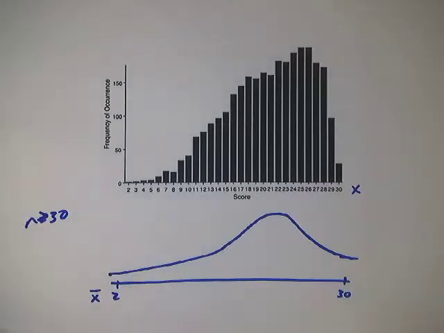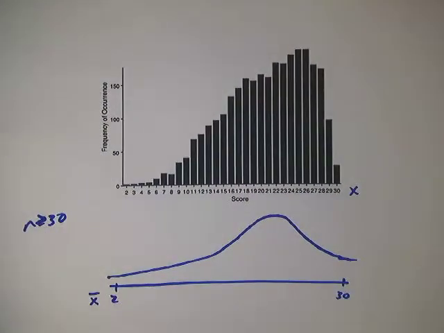Again, the central limit theorem states that your sampling distribution of sample means will be approximately normal as long as n is greater than or equal to 30 and your population mean and standard deviation are finite.